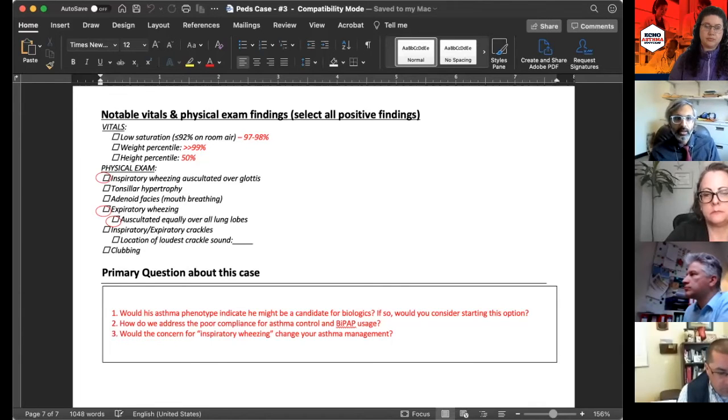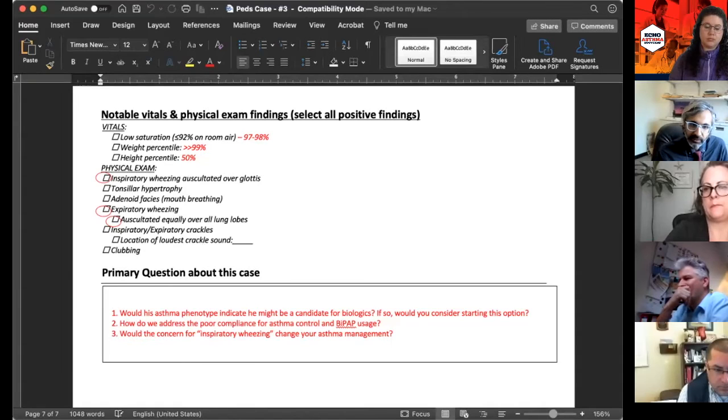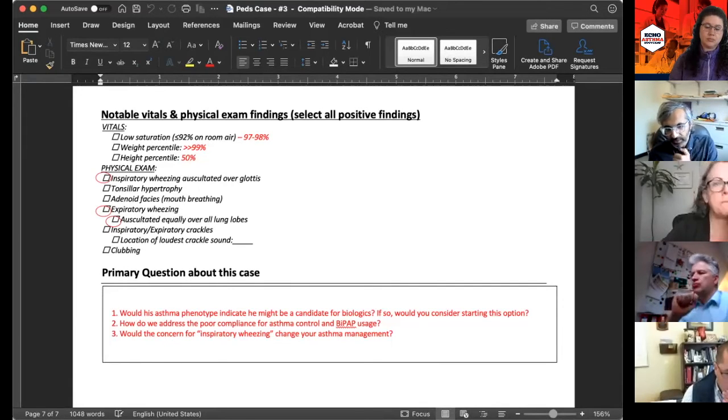So I guess the three big questions I had for this pretty complex kid with multiple morbidities: would her asthma phenotype indicate that she may be a candidate for biologics, and would you consider starting this option? What do you think about the poor compliance for the asthma control and the BiPAP usage? And is there any concern, or would it alter any of your workup knowing that she has inspiratory wheezing, especially over the glottic region on exam?